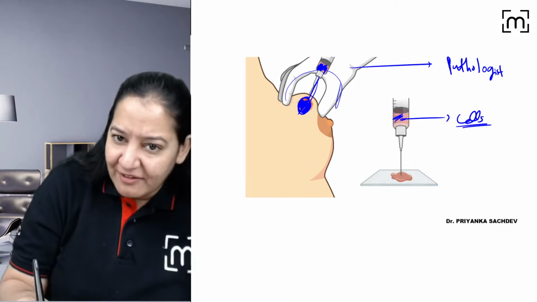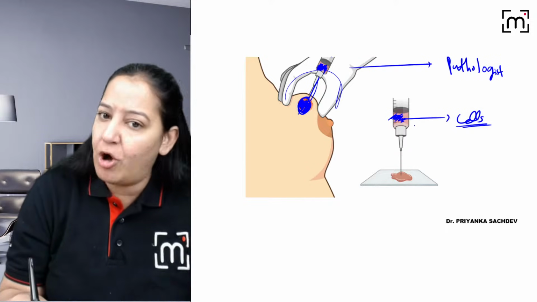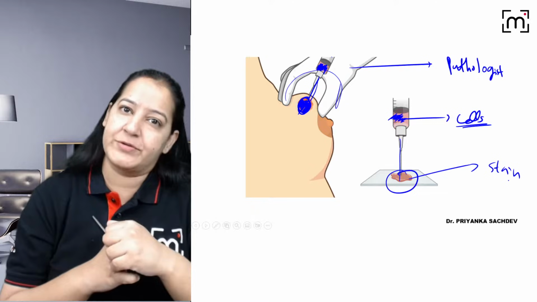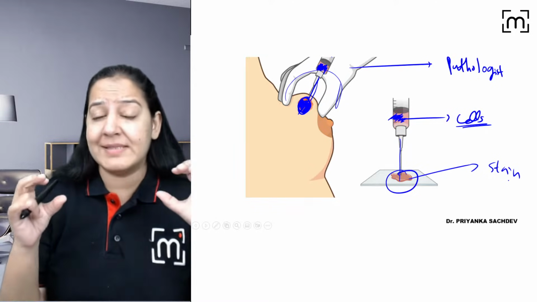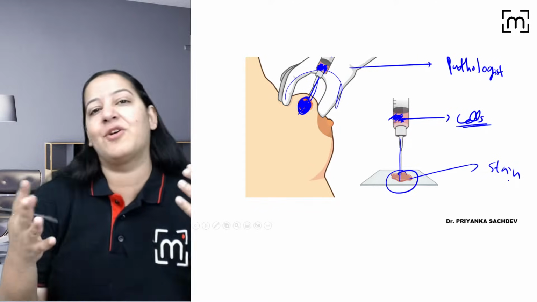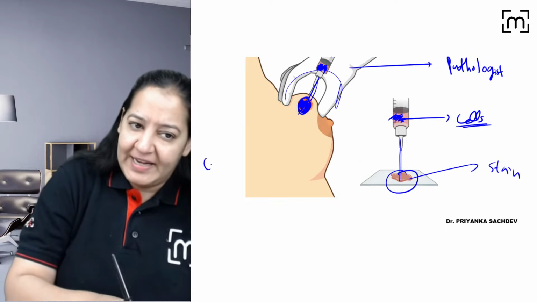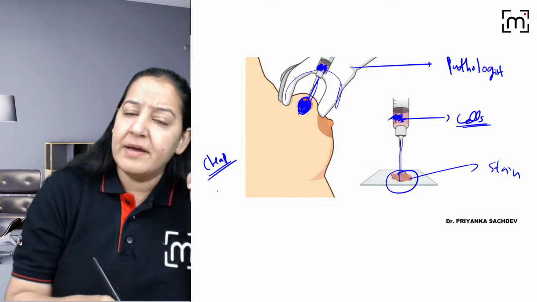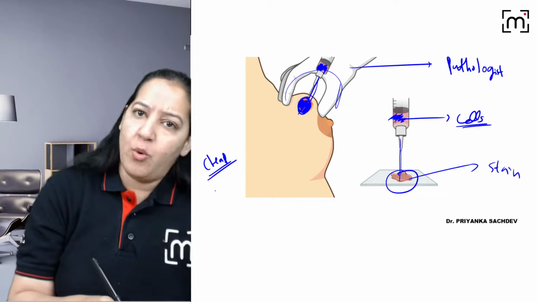You have taken the fluid containing the dislodged cells, take them on a slide, stain them, and see under the microscope. In the microscope, looking at the cell, you can see whether it is a benign cell or a malignant cell. So it is a cheap technique, number 1, right? It requires less expertise, number 2. Number 3, the results can be given in a few hours.